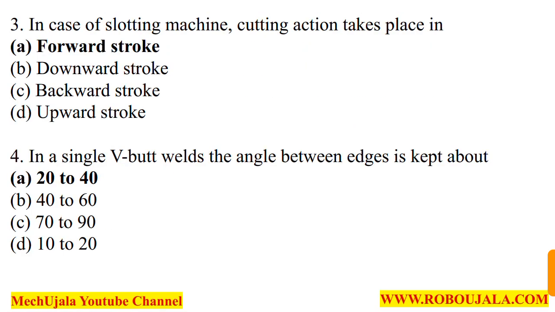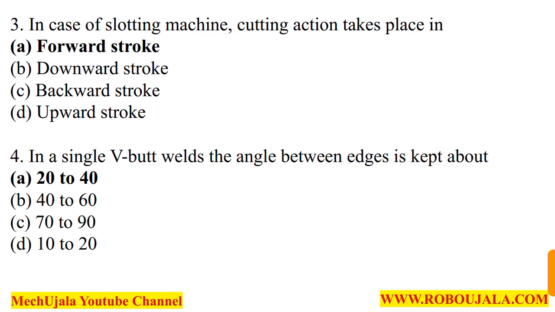Now in question number 3, in case of a slotting machine, the cutting action takes place in the forward stroke, downward stroke, or the backward stroke, upward stroke. So remember guys, in a slotting machine, the cutting action takes place in the forward stroke. So option number A is the correct option for this question.